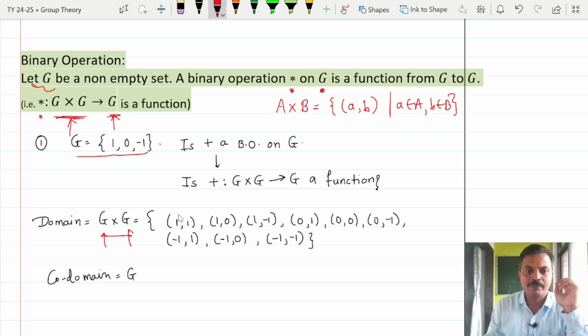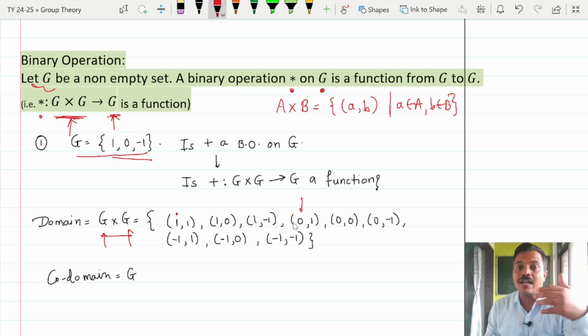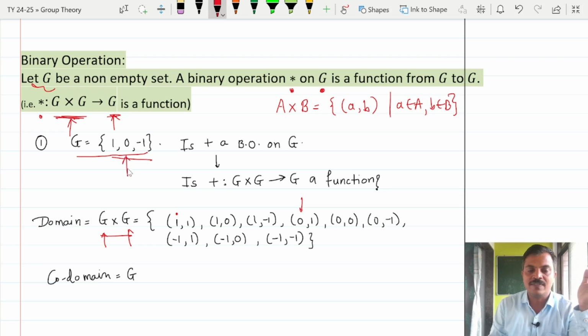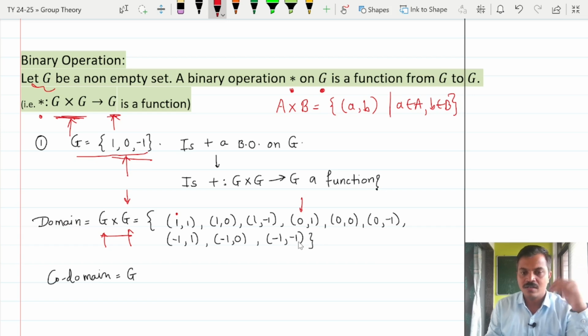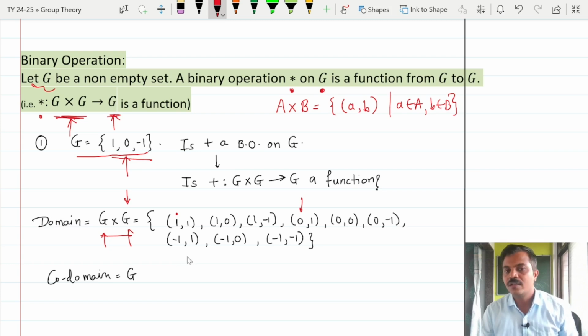So the possibilities are, first of all, we'll fix 1 in the first coordinate and we'll vary the rest of the elements. So it will be 1, 1, 1, 0, 1, minus 1. Now we will fix the other element of G, that is 0, and vary the other elements of G in the second coordinate. In a similar way, we can do it for minus 1 also.